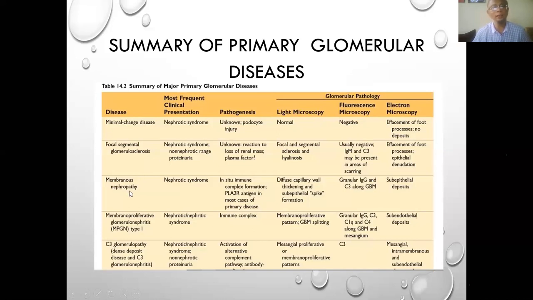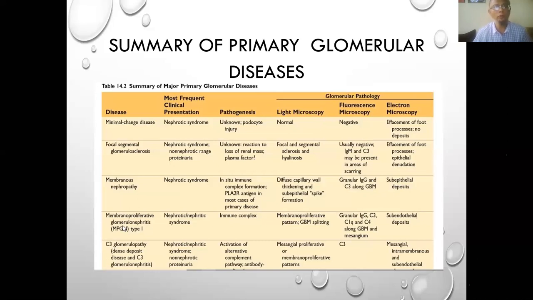If it is a case of membranous nephropathy, you will get the features of nephrotic syndrome. That is, the patient presents with generalized anasarca, and urine output will be reduced, that is oliguria. In pathogenesis, you will get some complex formation. In most primary disease, PLA2R antigen is there. In light microscopy, you will get diffuse capillary wall thickening and subepithelial spike formation. In fluorescent microscopy, you will get granular IgG and C3 along the glomerular basement membrane. And in electron microscopy, you will get subepithelial deposit.